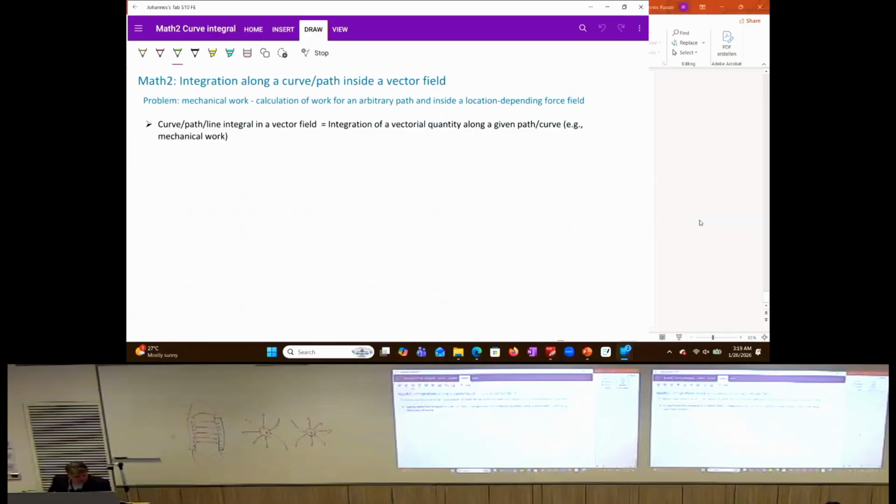So what are we doing when you're calculating such a path or curve integral? Basically, you specify the curve and then you follow that curve within that force field, and you sum up the contribution of that force field at every point of this curve, and you add them all up.